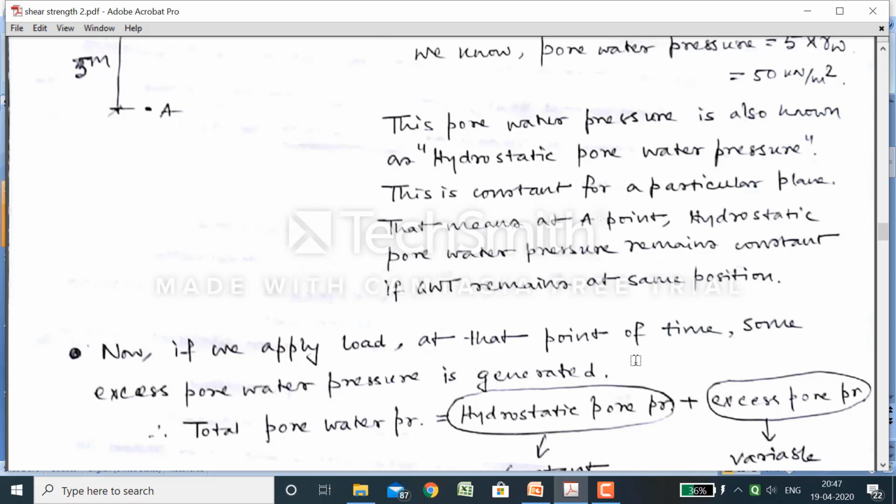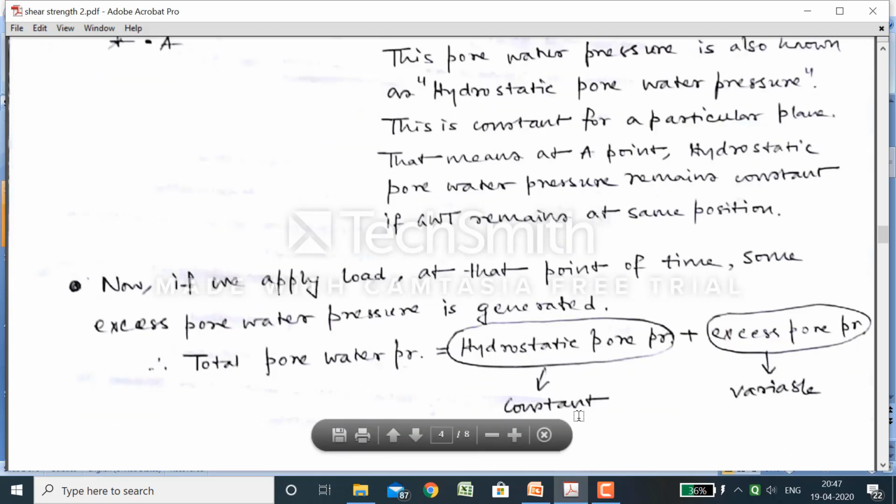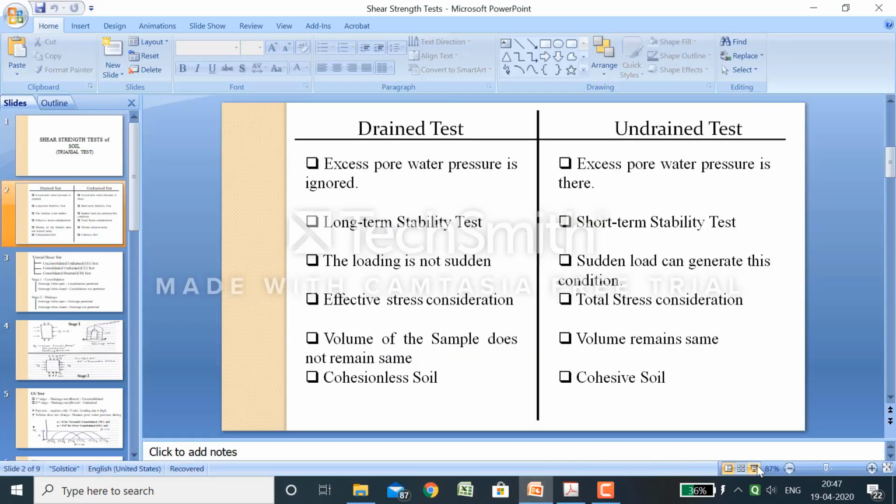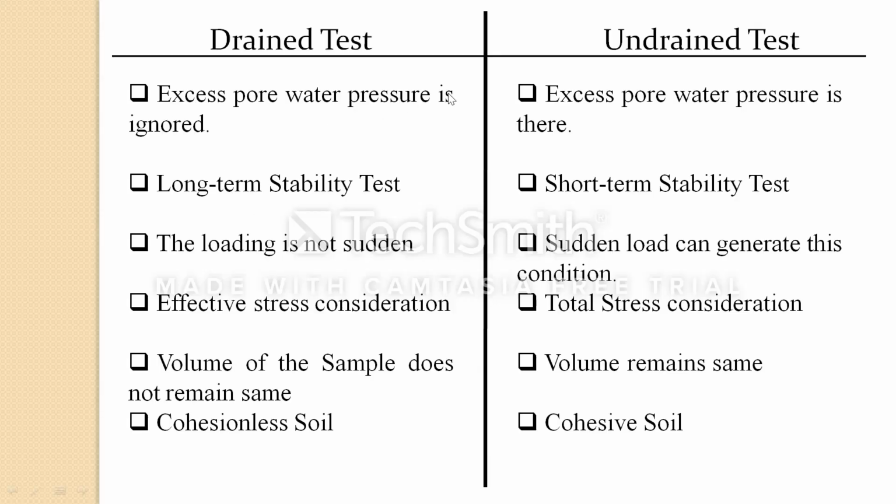So we can say that the total water pressure is going to be variable, because hydrostatic water pressure is constant, but the excess water pressure varies with time. That means the total water pressure is also going to vary. So if you go to the slide, we can see that this excess water pressure is ignored in the case of the drained test, and the excess water pressure is there in the case of the undrained test.